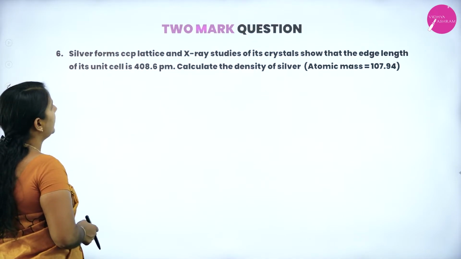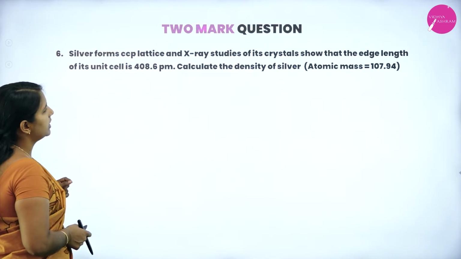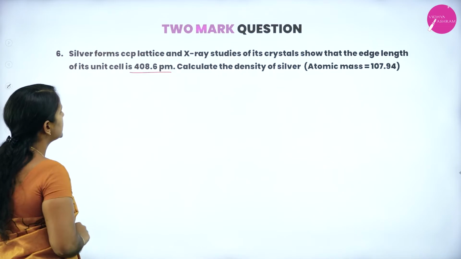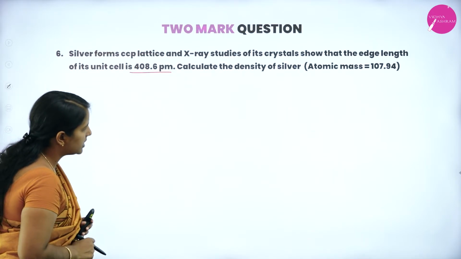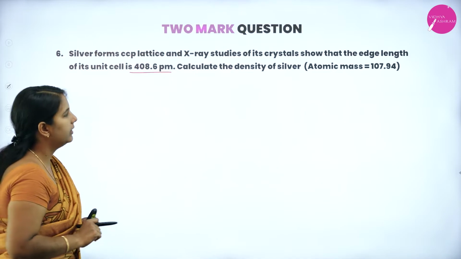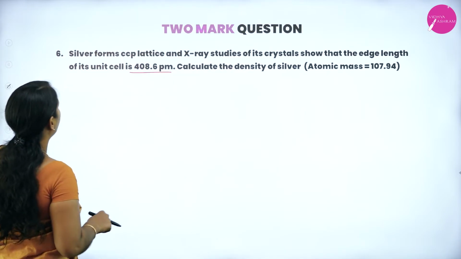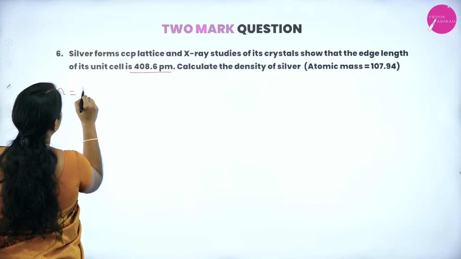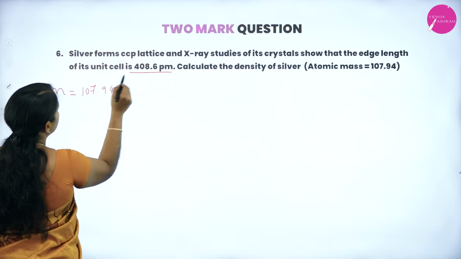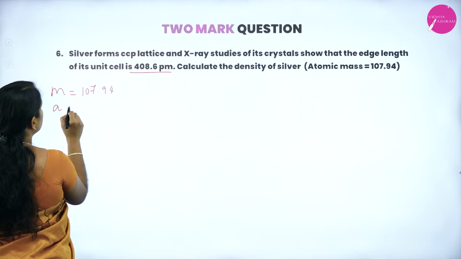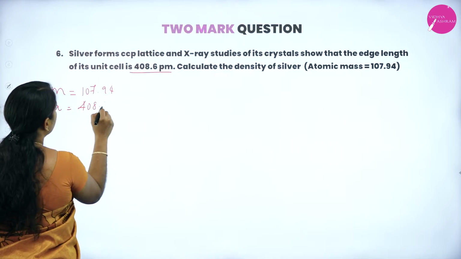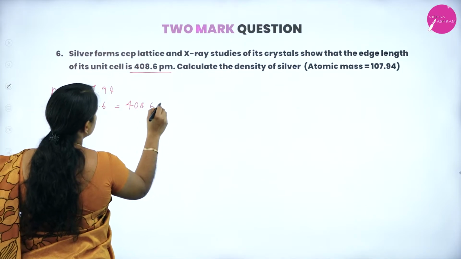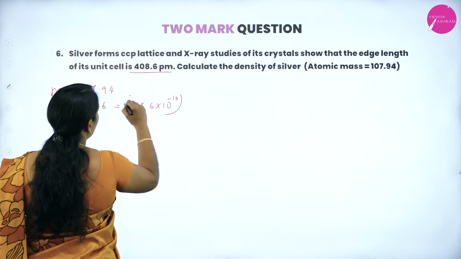Silver forms a CCP lattice, and X-ray studies of the crystal show the edge length of the unit cell is 408.6 picometer. Calculate the density of silver. The atomic mass is given, that is 107.94. So, since they have given M, M here is 107.94. They have given the A value also, 408.6. I can write this as 408.6 into 10 to the power of minus 10 whole cube.